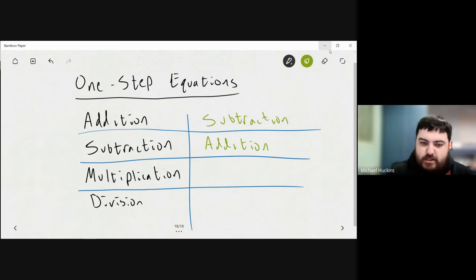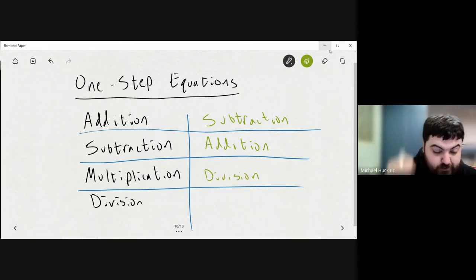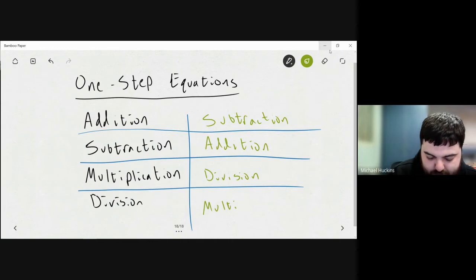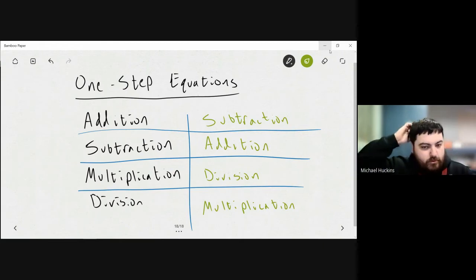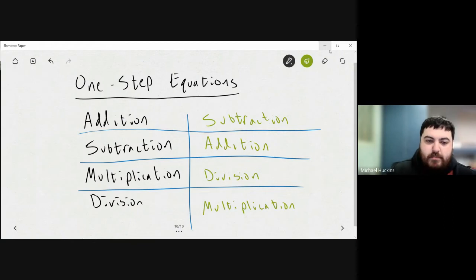A very similar case with multiplying and dividing as well. The inverse of multiplication is to divide. And the inverse of division will be multiplication. What we're going to look at in this lesson are examples of each one, mainly focusing on notation and how to keep your equations organized.